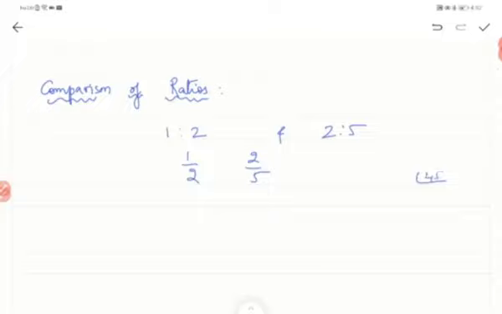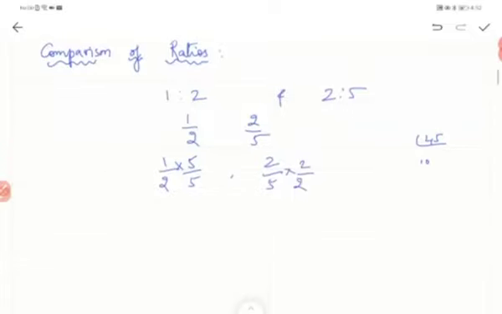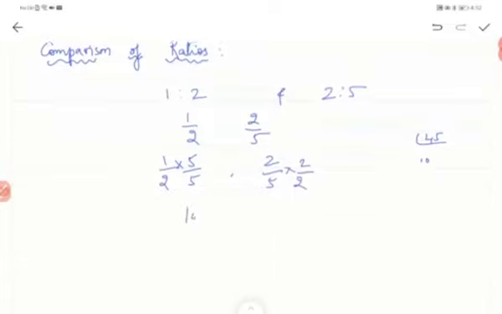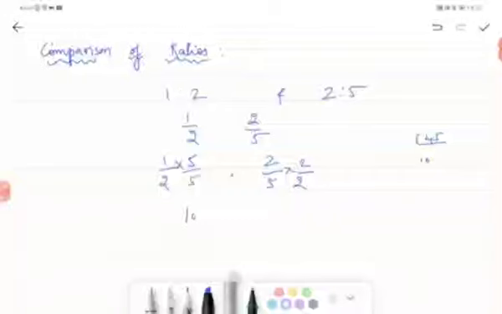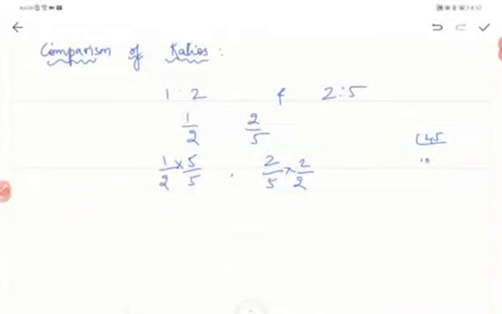Okay, so for 2 and 5, you will take the LCM. It is 10, isn't it? Now I will multiply and divide this 1 by 2 with 5, and this one I will multiply and divide with 2 to get LCM 10, right? So 5 twos are 10. So the numerator is what? 5 divided by 10, and this one is 4 divided by 10.